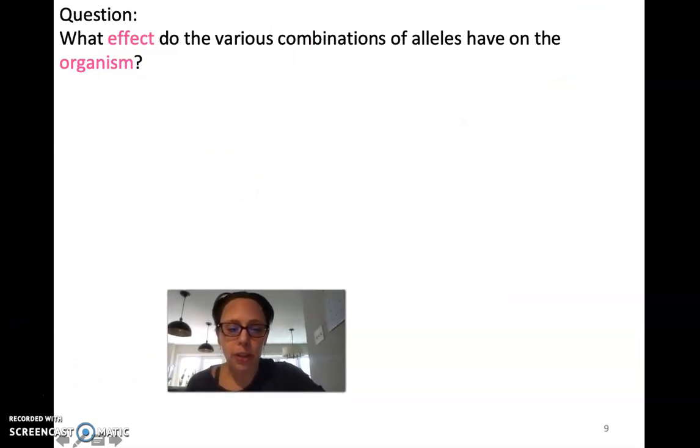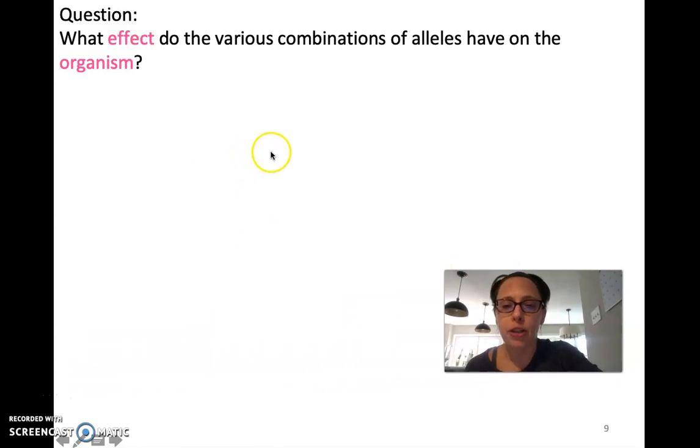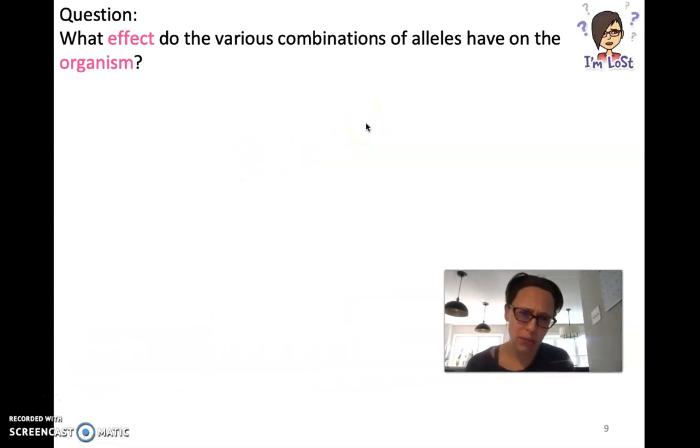What effect, with an E, that's a noun, what effect do the various combinations of alleles have on the organism? What does that sentence mean? Are you lost? Let's back up the truck.